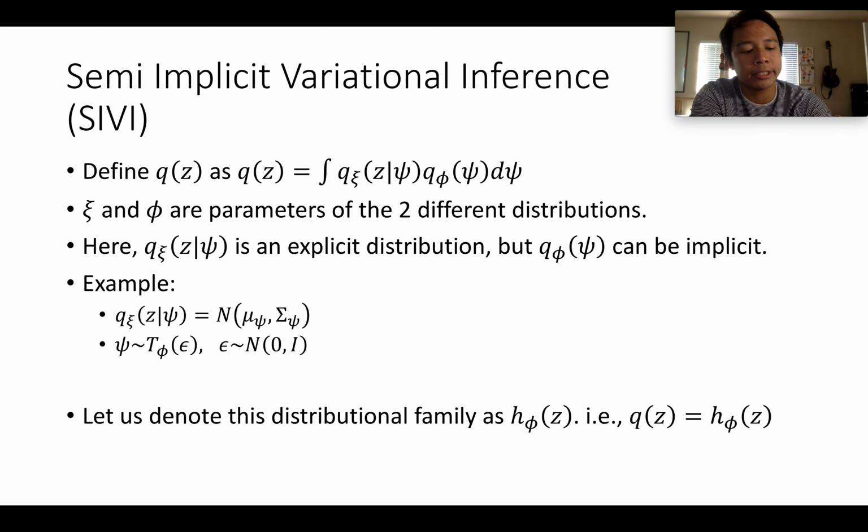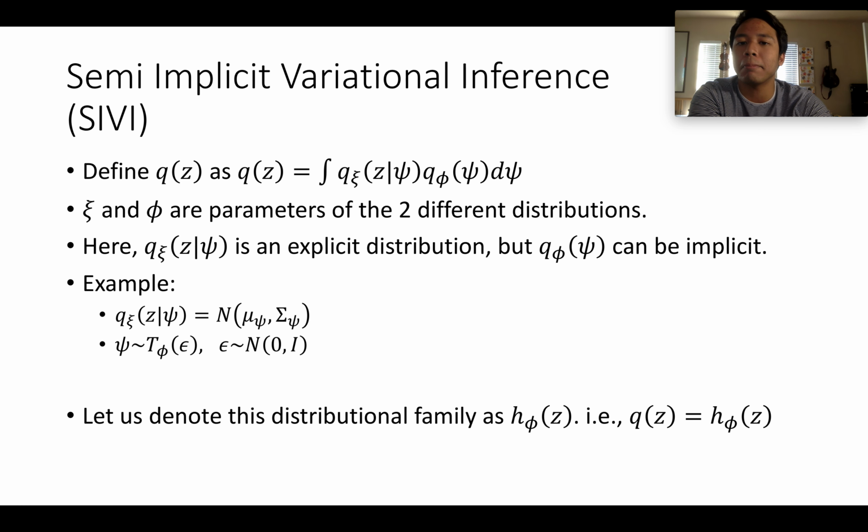For example, it could be defined by a physical simulation process, or a very complex model such as a neural network, where we can generate samples by transforming random noise using this model or simulation. Here, the model or simulation is denoted as T. With this, we are able to approximate q(z) by Monte Carlo sampling the psis to approximate the marginalization integral. Let's denote this variational family as h_phi(z).